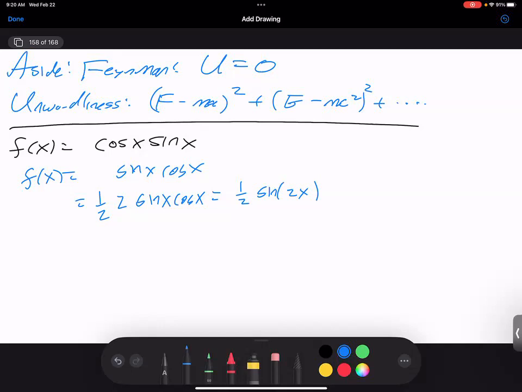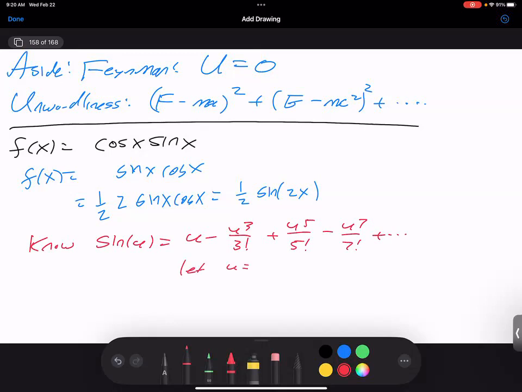It's almost like a u substitution. So I know the sine of u is u minus u cubed over 3 factorial plus u to the 5th over 5 factorial minus u to the 7th over 7 factorial plus dot, dot, dot. Let u equal what? What would I want to take for u here? 2x.